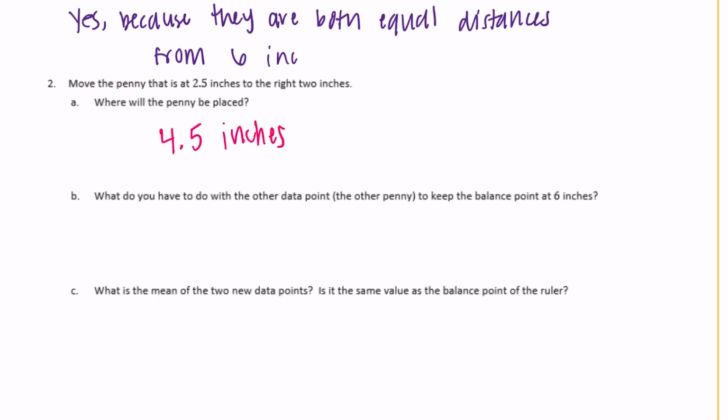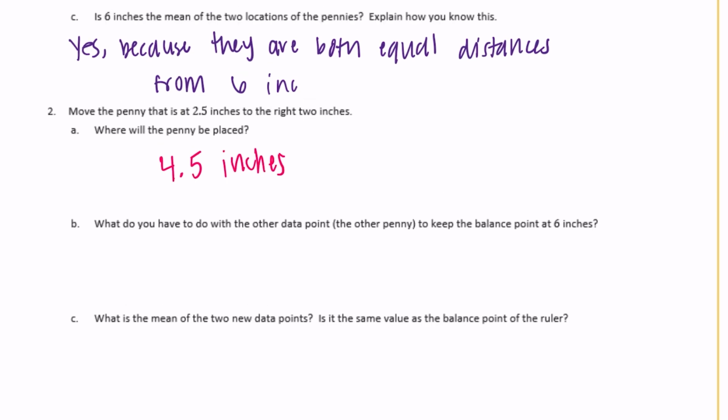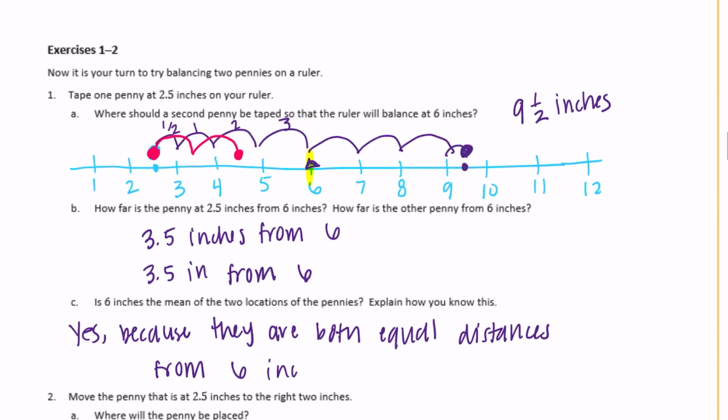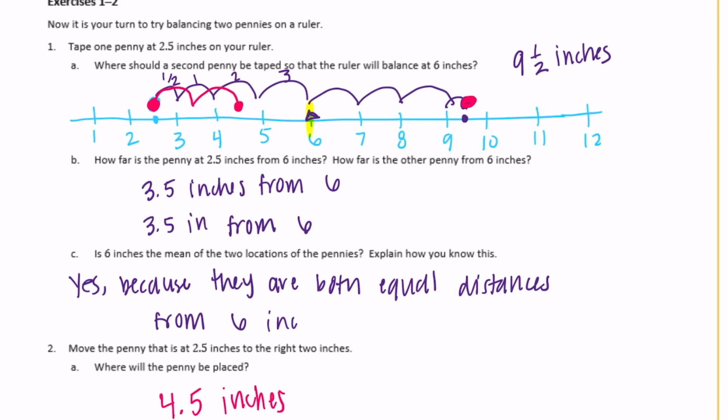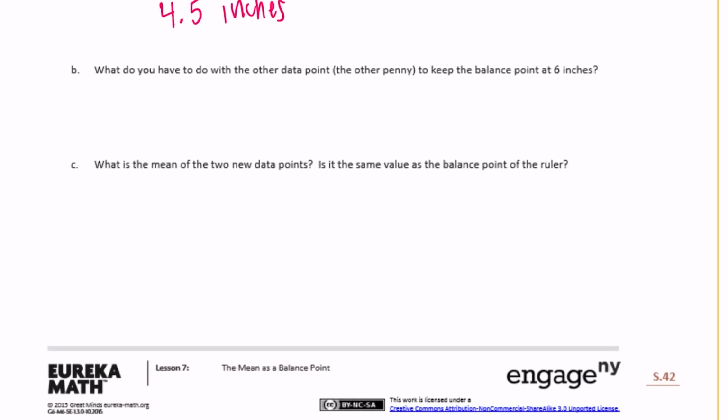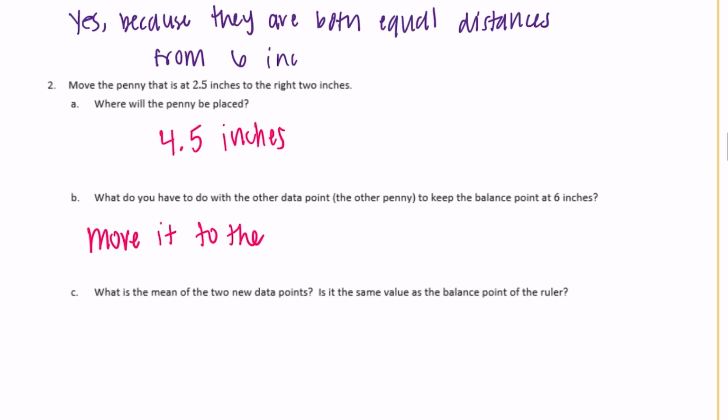B, what do you have to do with the other penny to keep the balance point at 6 inches? Well, we'd have to also move it in the opposite direction 2 inches. So I'm going to move it 1, 2 inches. So to keep the balance point here at 6, we would have to move this penny to 7.5. So move it to the left 2 inches, the opposite direction of the other one, because this was right 2 inches, we're going to move it left 2 inches.